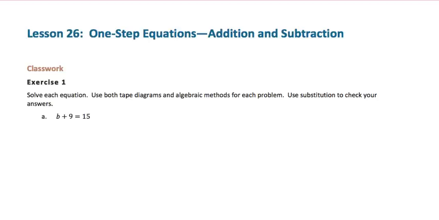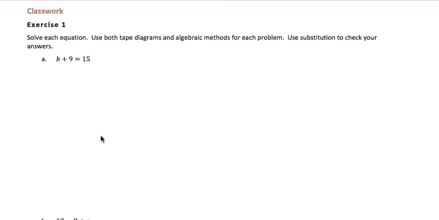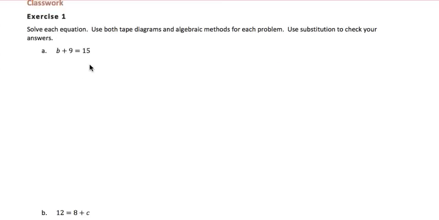In Module 4, Lesson 26, we're going to start with one-step equations where we add and subtract. So we're going to start by solving these equations by using tape diagrams and algebraic methods for each problem. And we'll use substitution to check our answers.